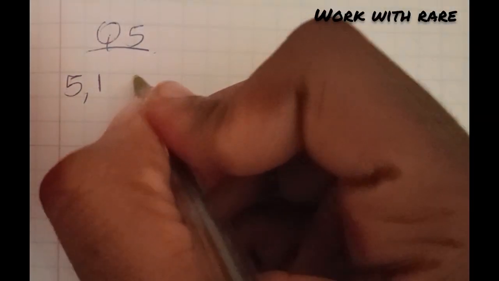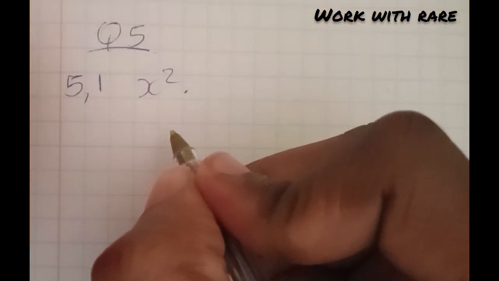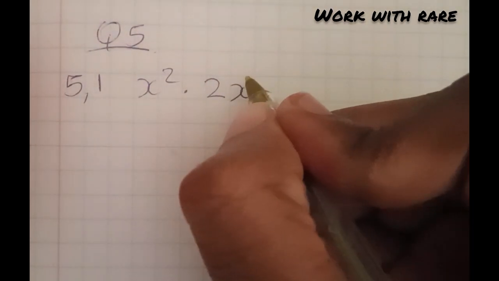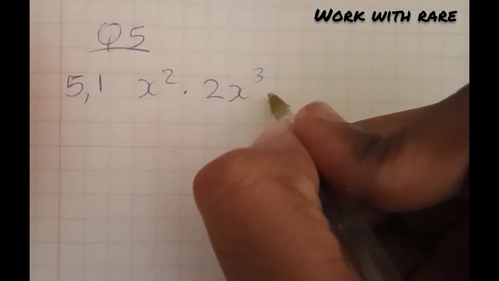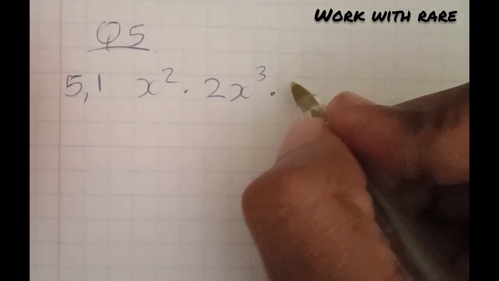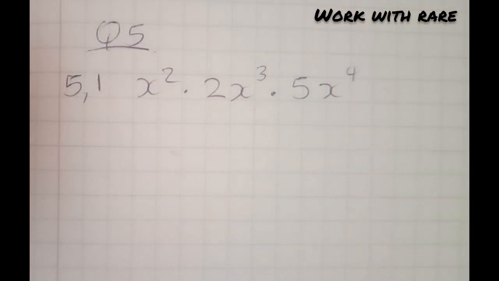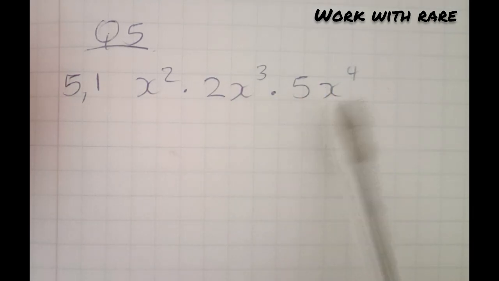5.1 says x squared, dot means multiply when we do mathematics, multiply by 2x to the exponent 3, multiply by 5x to the exponent 4. Okay, so I should simplify. So you can see here we have x, we have x, we have x. This tells us that we have the same base.